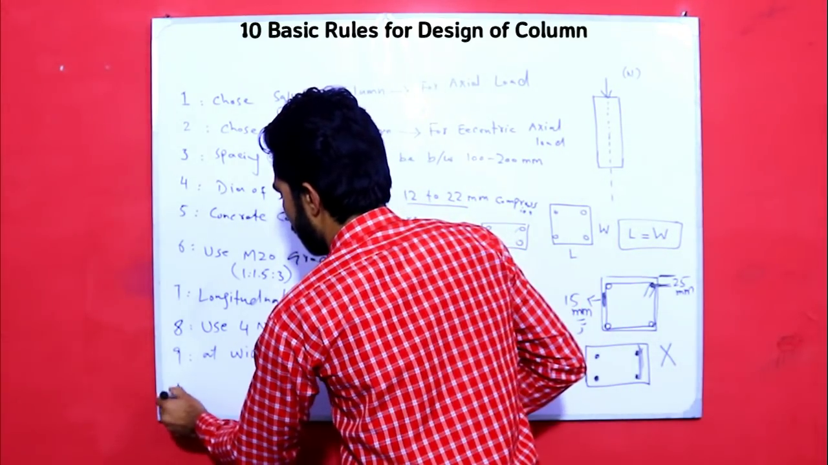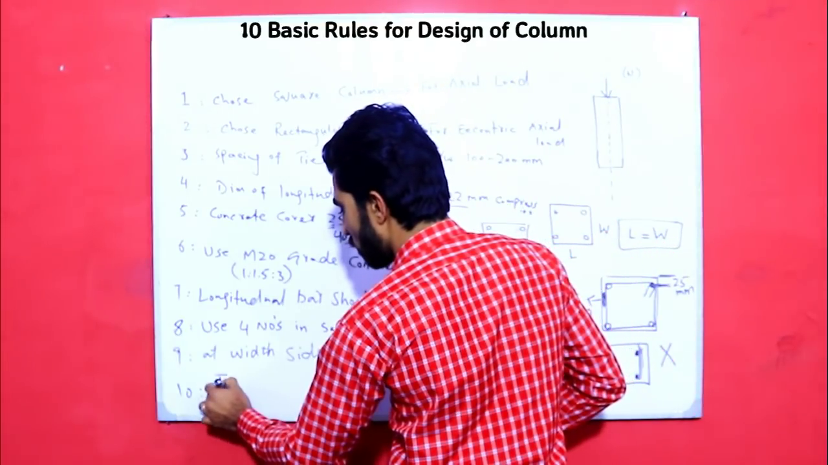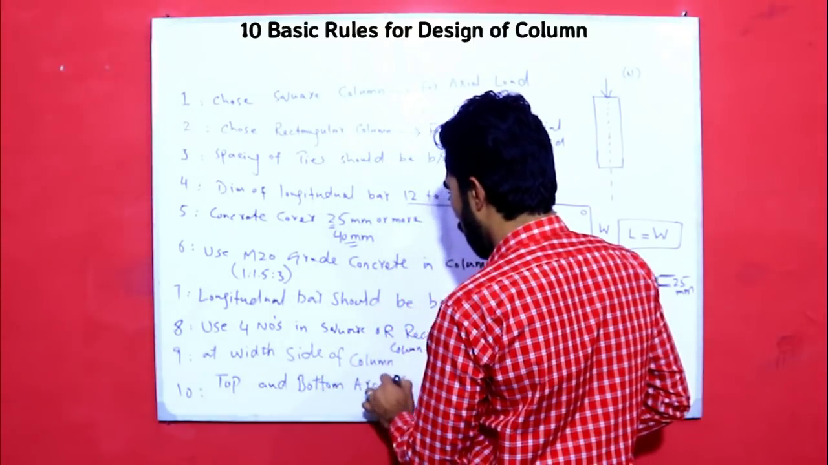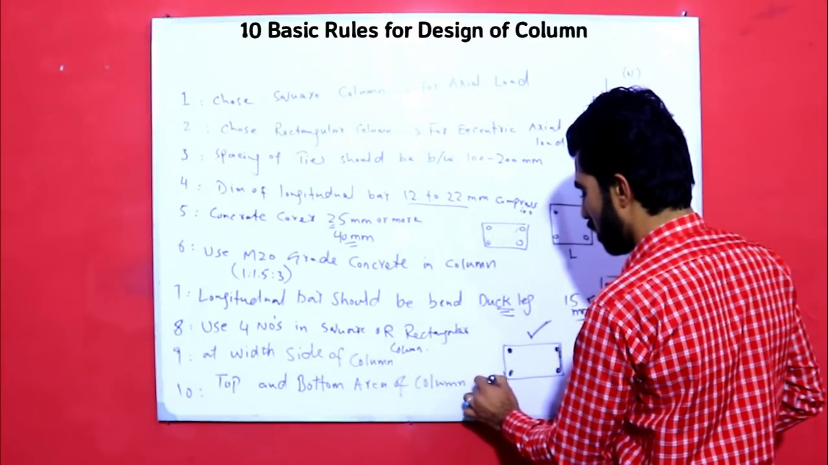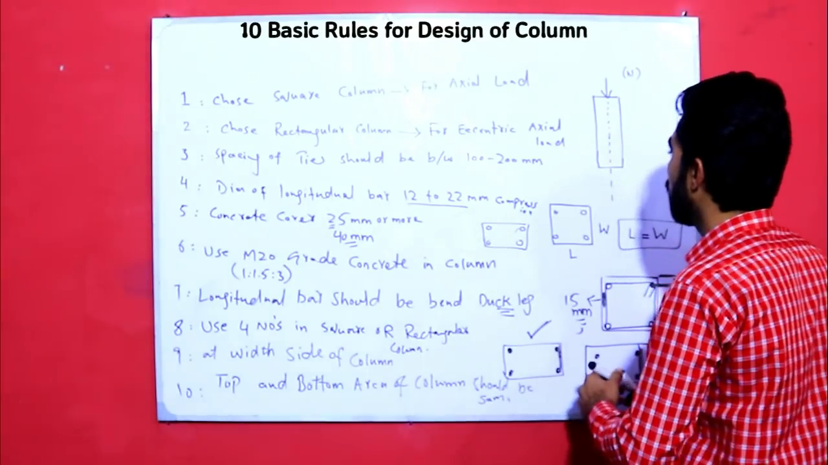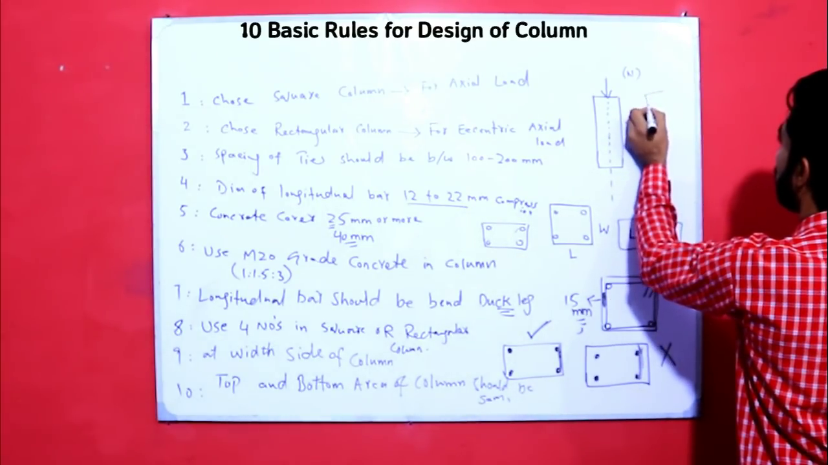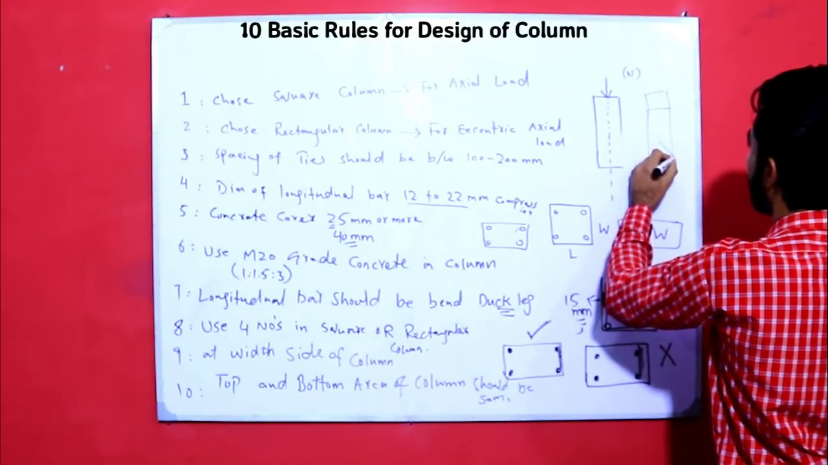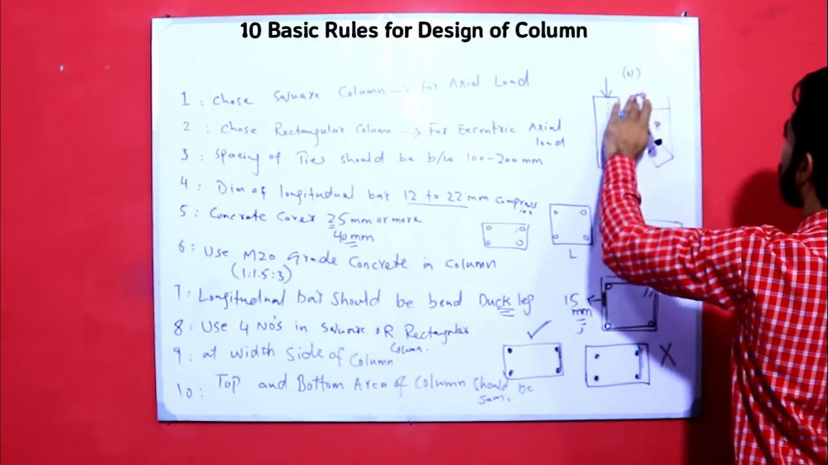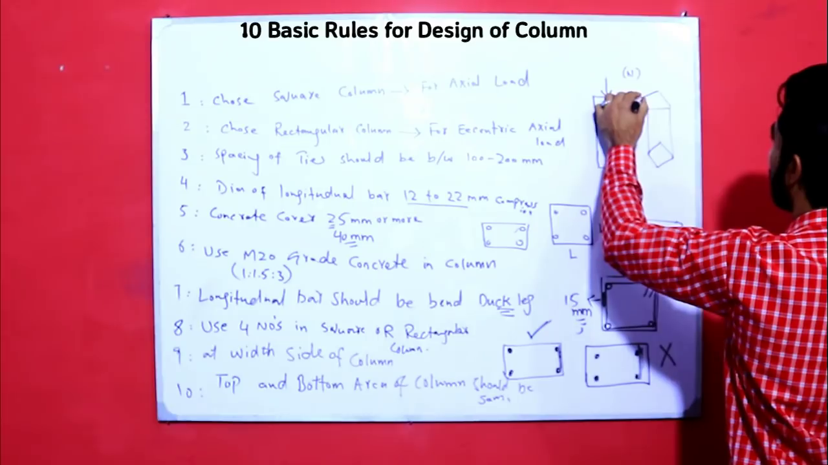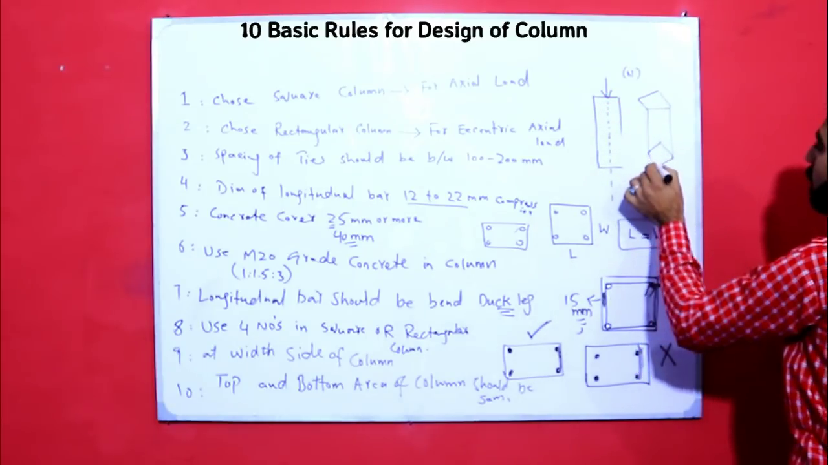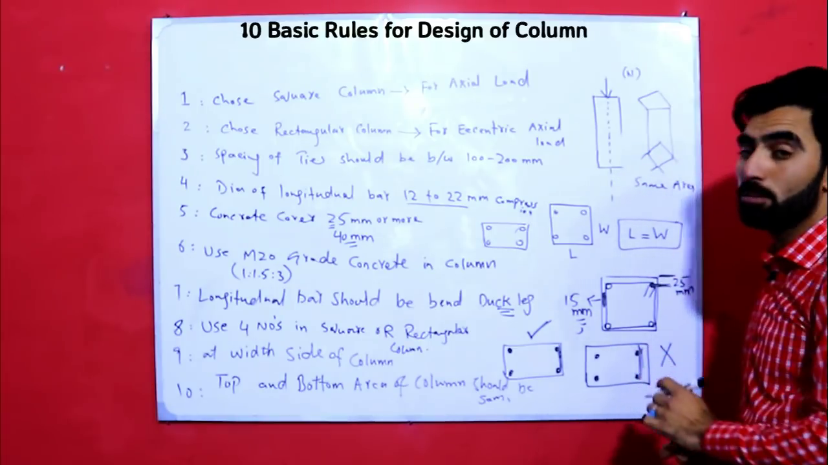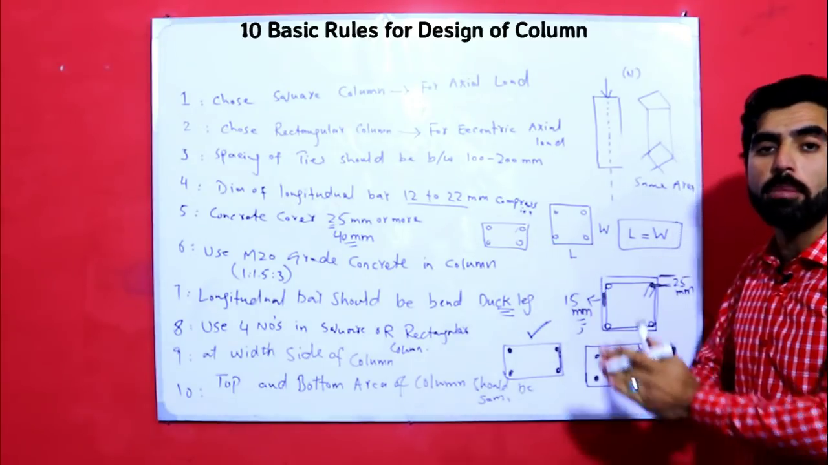And the last one is, guys, the tenth basic rule, that is, the top and bottom area of the column should be the same. As you can see, this is a column, and its top and bottom area should be the same. Okay, my diagram is not good, but I'll try. It does not mean that the width and length at the bottom should increase and the top should decrease. No, it should be the same at the top and also at the bottom.